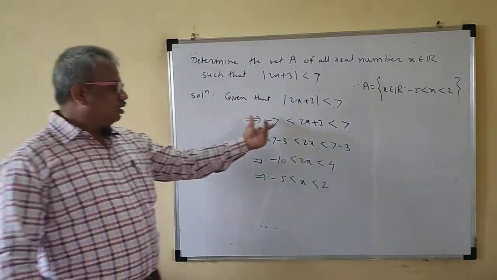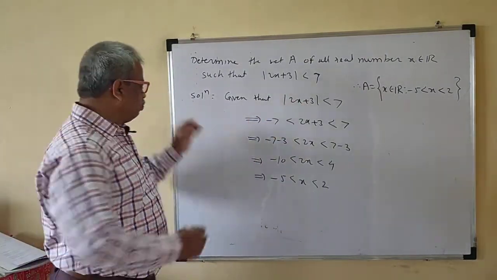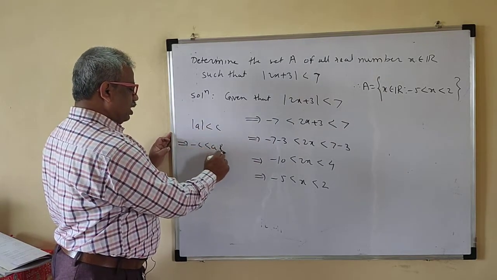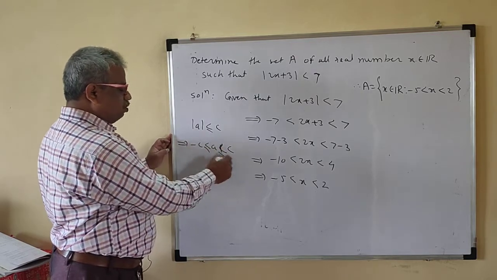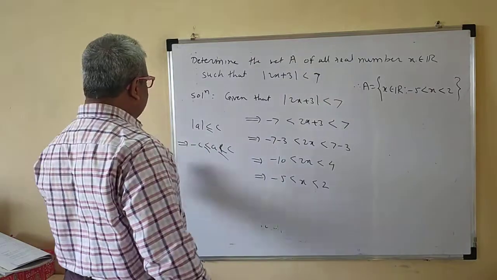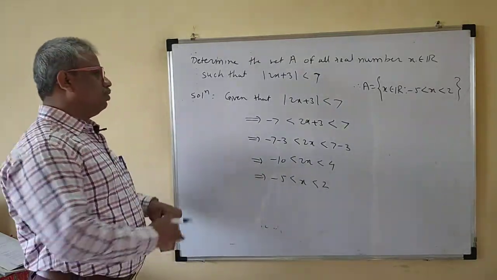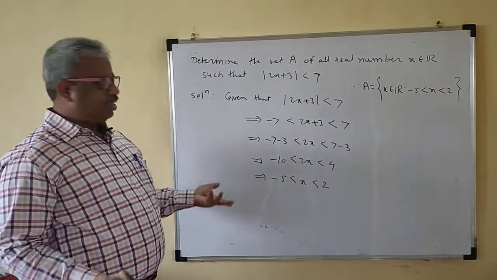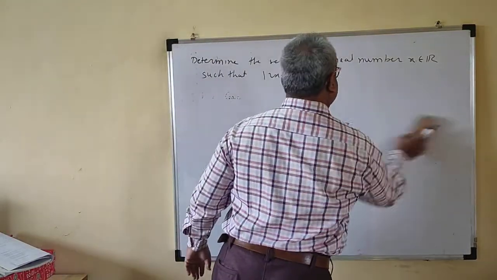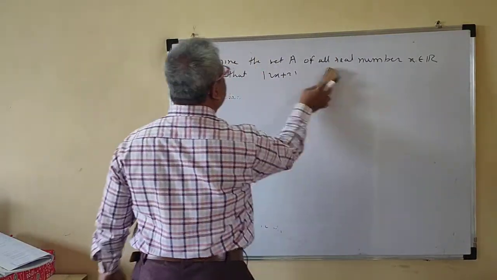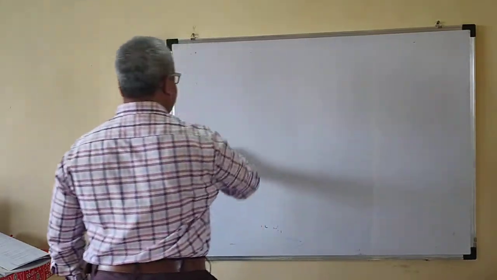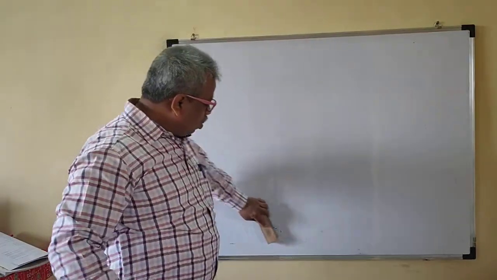Very simple. Here we have applied this: mod of A less than C implies that minus C less than A less than C. If it is less than or equal to, just write less than or equal to. If it is strictly less than, write strictly less than. Whatever the sign may be. This is very simple, we were solving this kind of problem in the 5th or 6th standard. Here we have only applied the knowledge of the modulus, that minus C less than A less than C. With the help of that property we have solved this problem.